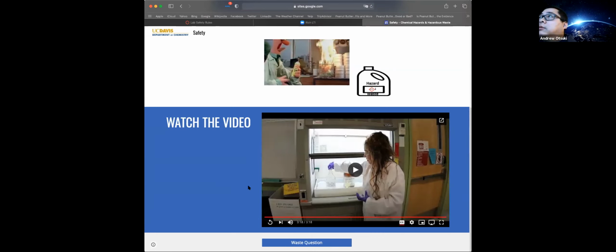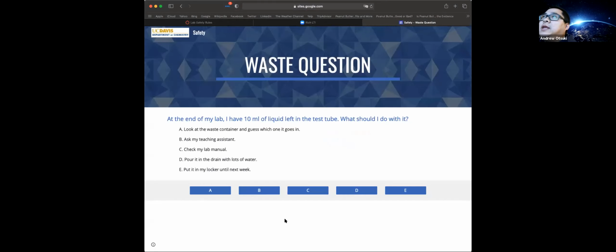Okay, guys, let's go on to the question now. Waste question. At the end of my lab, I have 10 milliliters of liquid left in the test tube. What should I do with it? Look at the waste container and guess which one it goes in? Ask my teaching assistant? Check my lab manual? Pour it in the drain with lots of water? Put it in my locker until next week.